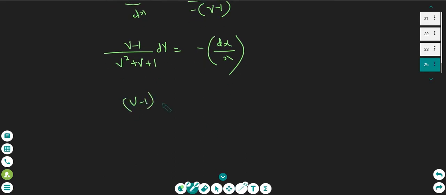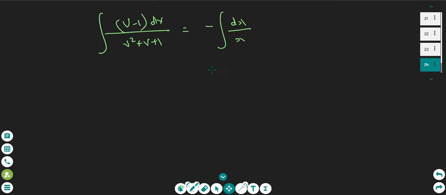So let's do this: integral of v minus 1 dv all over v squared plus v plus 1. Partial fraction? Let's see if we are going to do partial fraction. But for partial fraction we have to factorize this; it has to be in a factorized form. We cannot factorize this, it's not a factorable quadratic. So we have to adopt some other method.